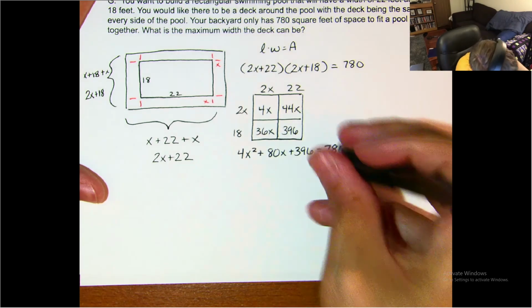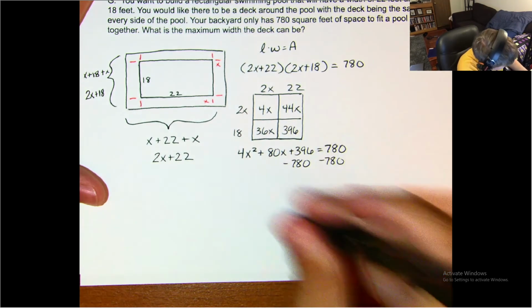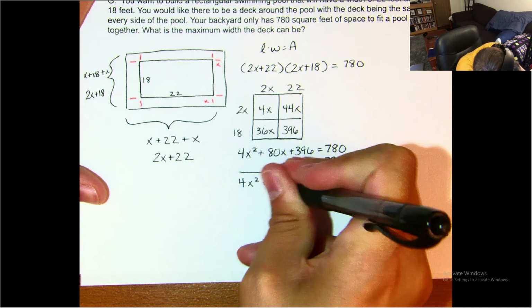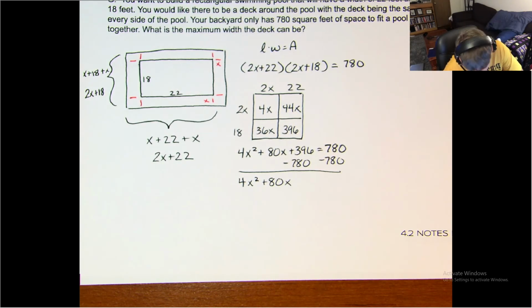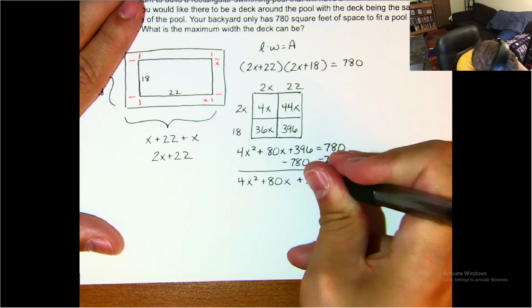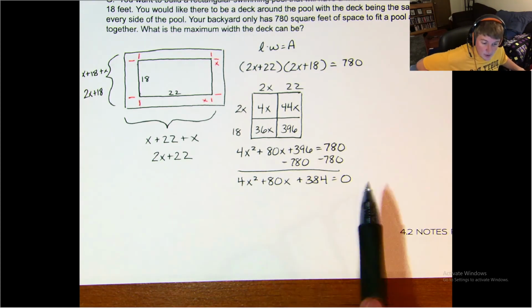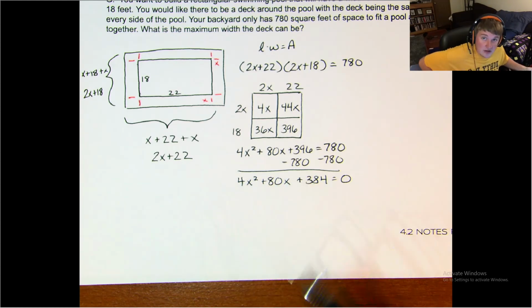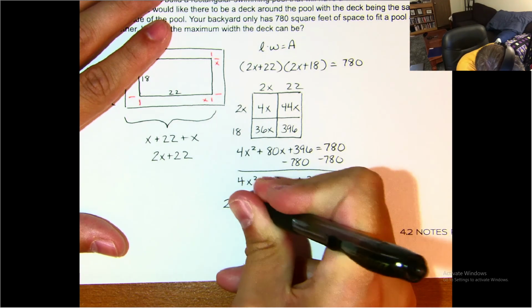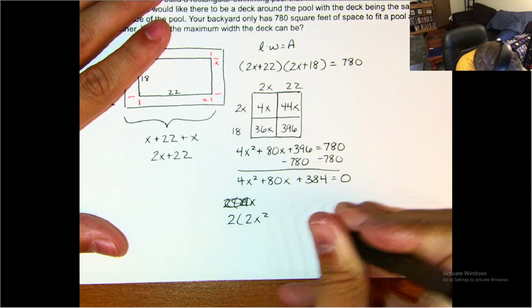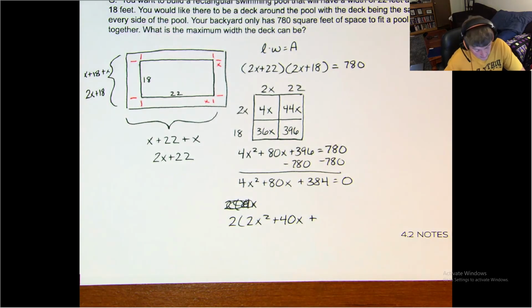Now I have to set this equal to 0, so I'm going to subtract 780. Now this one I'm going to struggle with a little bit, because I'm not sure what the largest number is that divides evenly out of this, so we can do it in parts. I see that each of these is even, so I'm going to divide a 2 out of each of these. This is going to be 2x squared, 40x, and 384 divided by 2 minus 2, so that's 192.